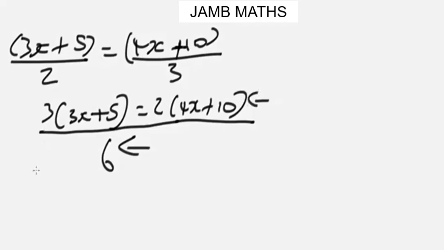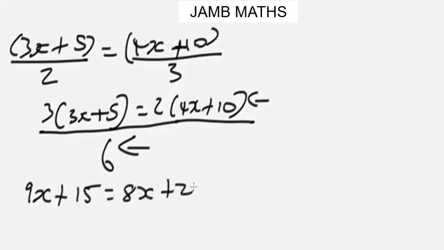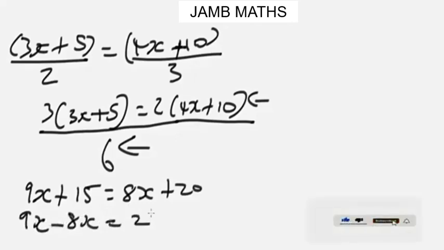So when you simplify, you're going to have 3 times 3x, we're going to have 9x plus 15 equals 8x plus 20. So you collect like terms. The x term will come together and the number term will come together. So when you do this, you're going to have 9x, 8x will cross over the equality sign and change to negative 8. So 9x minus 8x equals 20 minus 15.